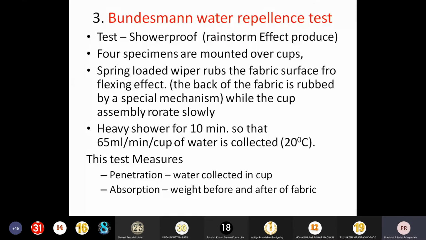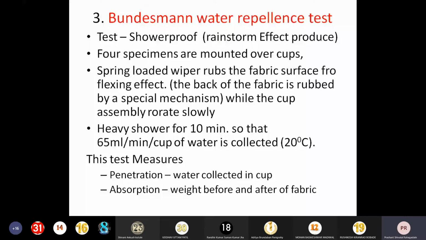For the 10 minutes that you gave the shower, how much water went into the cup, means what? The water which will pass through the fabric, means which is penetrating through the fabric, that will be collected in the cups. Okay, so that is called penetration. So penetration of water through the fabric will be measured, that is the water which is collected in the cup. Then absorption of water. How will we measure absorption of water by the fabric?